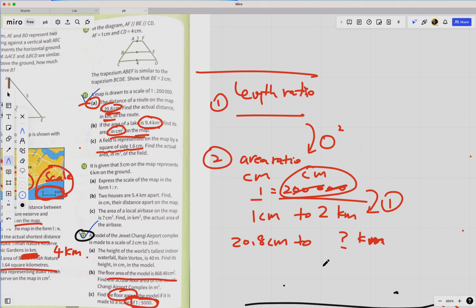Wait, no, not divide by 100 first. Because it's cm. cm, you divide by 100 is meter, right? So you divide by 1000, you will get kilometer, right? So that's why you have to write this down to help you. If you cannot digest it using your brain, it's okay. Write that down. If you write that down, you will not make mistake.